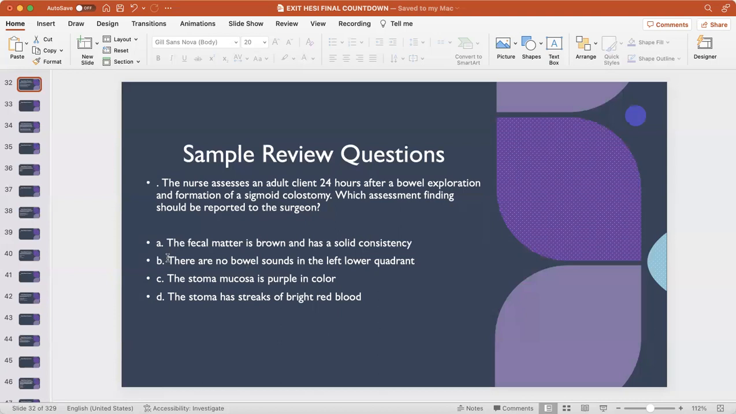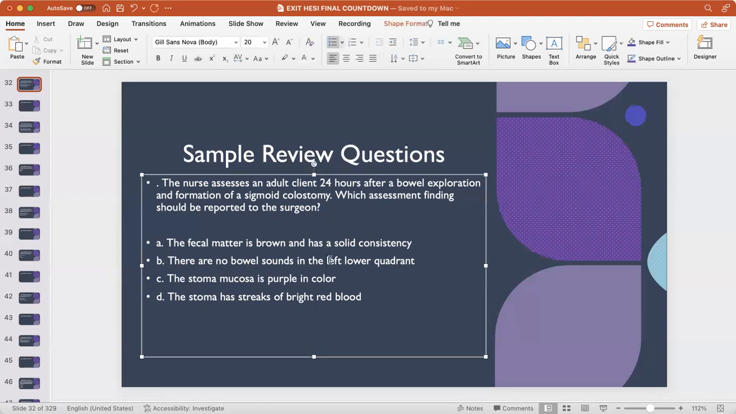All right, there are no bowel sounds in the left lower quadrant. So what is also contained within the left lower quadrant that we were just having a bowel exploration and formation of sigmoid colostomy? What quadrant is the sigmoid colon in? It's in the left lower quadrant. So would that be an expected finding?